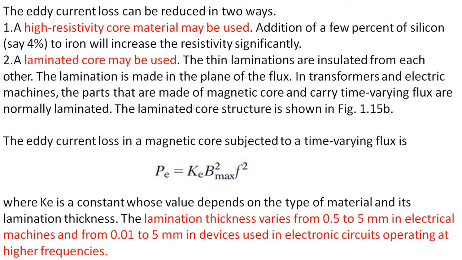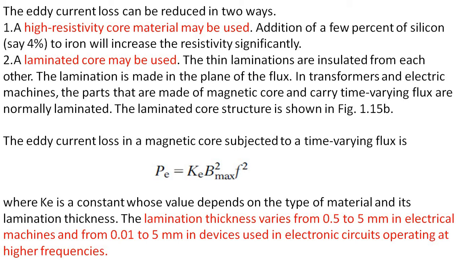Second, a laminated core may be used. The thin laminations are insulated from each other. The lamination is made in the plane of the flux. In transformers and electric machines, the parts that are made of magnetic core and carry time varying flux are normally laminated. The laminated core structure is shown in the figure.